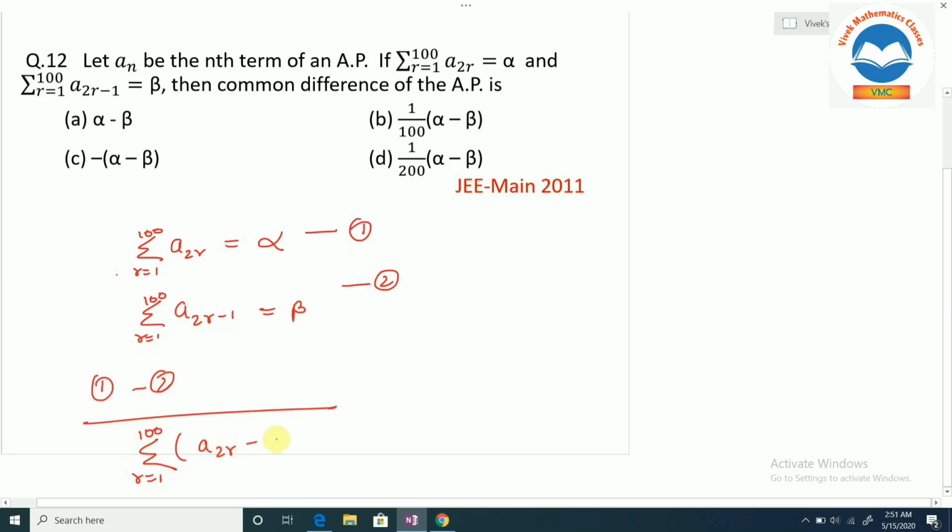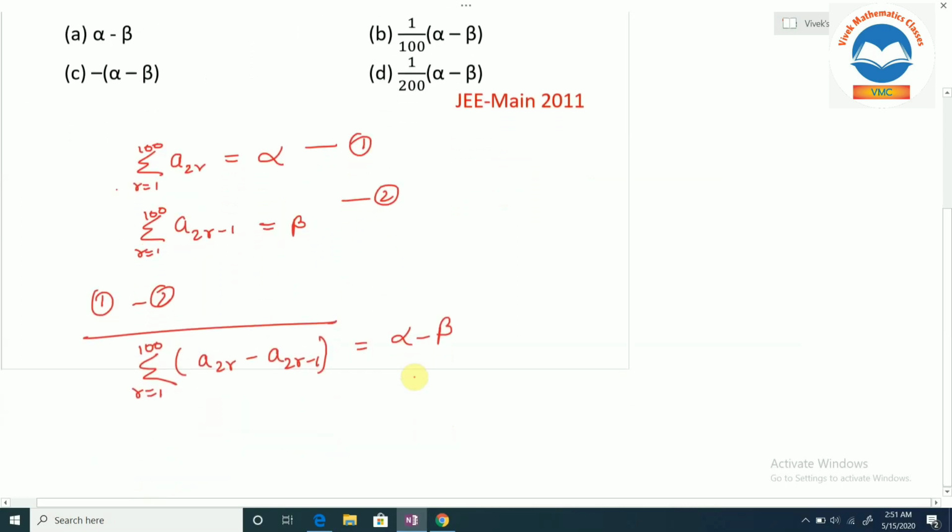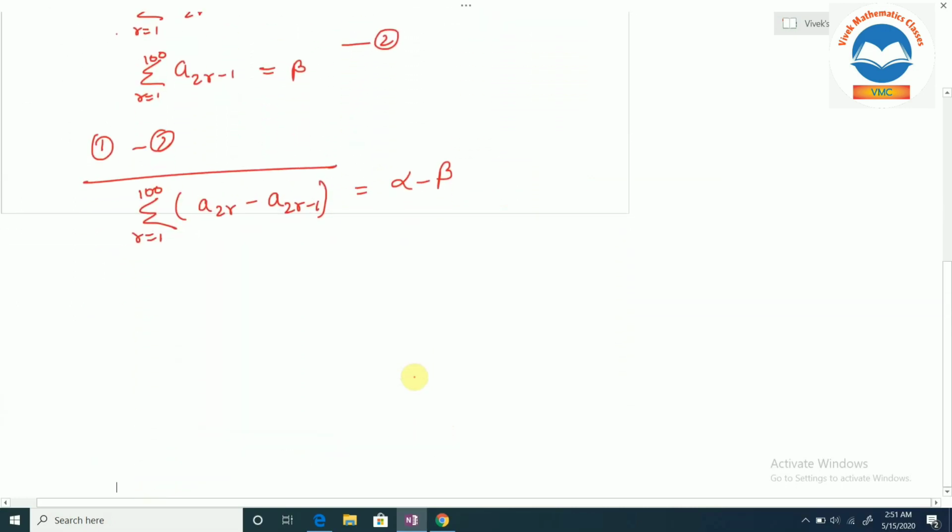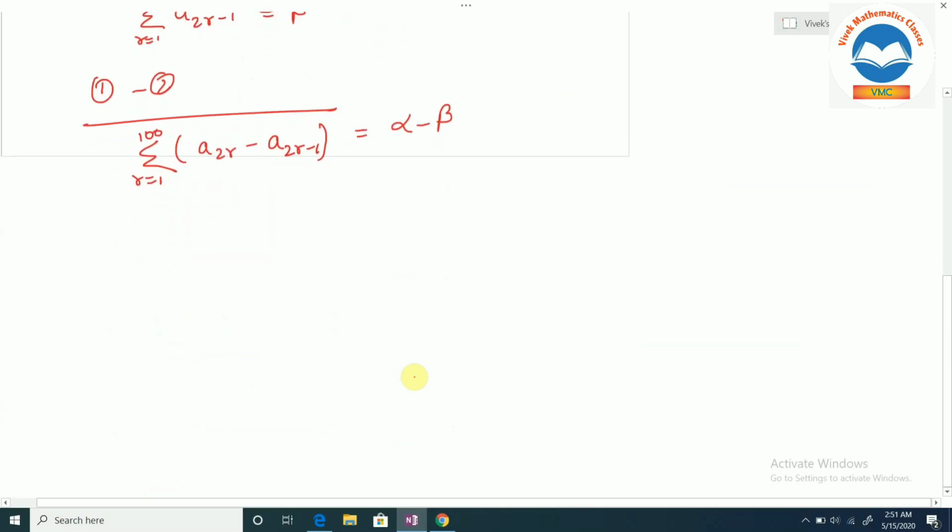A2r minus a2r minus 1, and this value will be alpha minus beta. Now what is this a2r minus 1? This is the difference of two consecutive terms. It means this will be the common difference. So we will write d in place of this. This will be summation r equal to 1 to 100 d, and this value we have been given as alpha minus beta. So d is a constant, we can bring it outside. This will be summation r equal to 1 to 100 of 1 times d, equal to alpha minus beta.